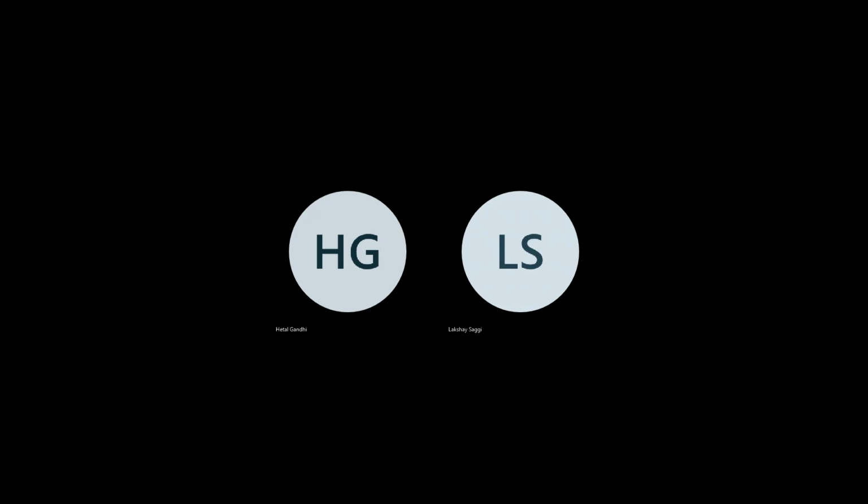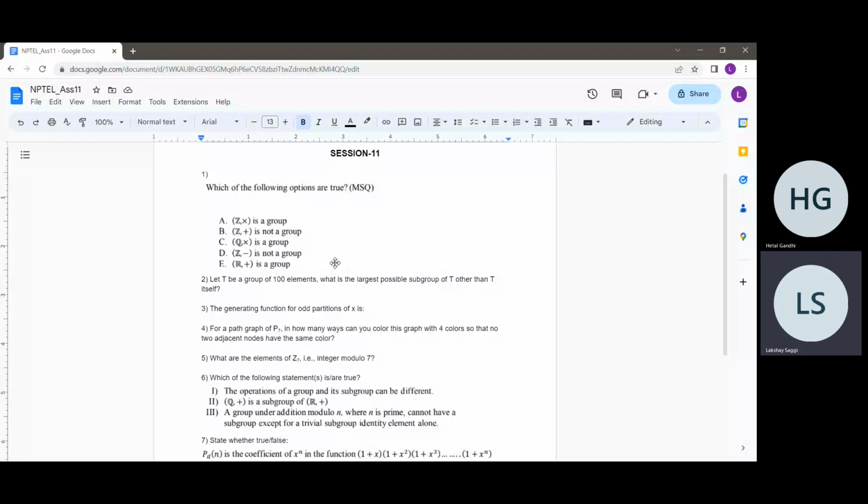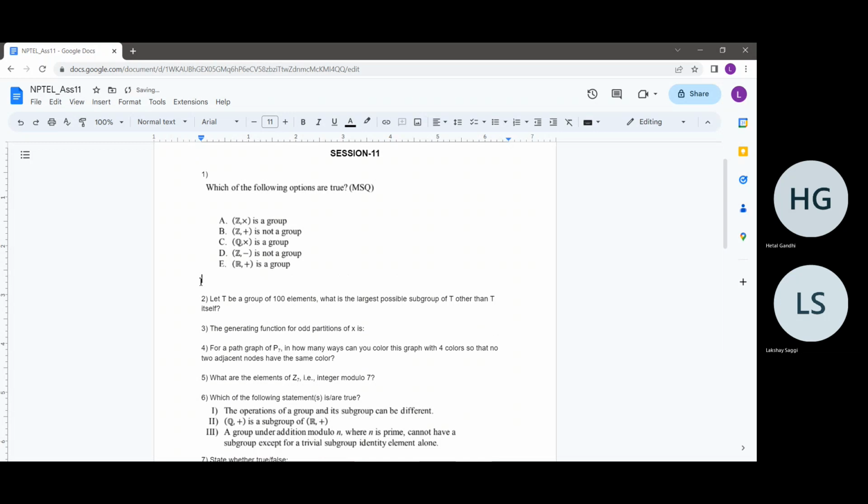We'll start with the problem right away. Just to reiterate, today's problems will be related to groups and properties of groups and so on. So yeah, I'll just get started. My screen is visible, right, Hetal? Okay, I'll just assume that it's visible.